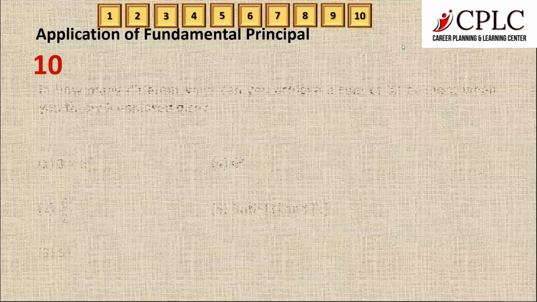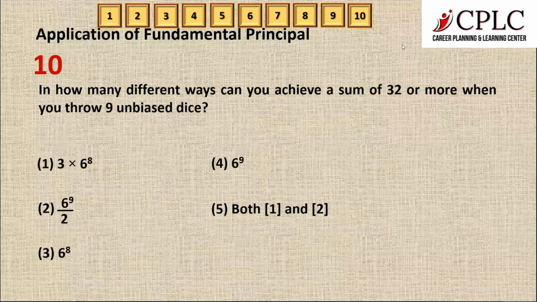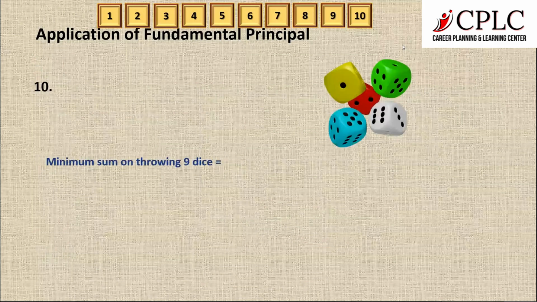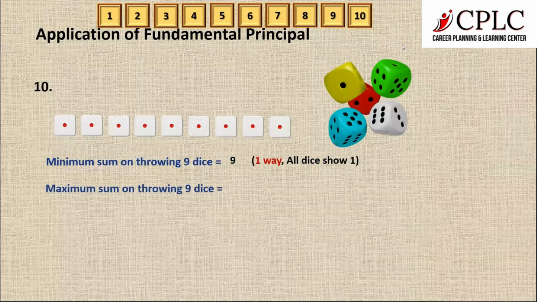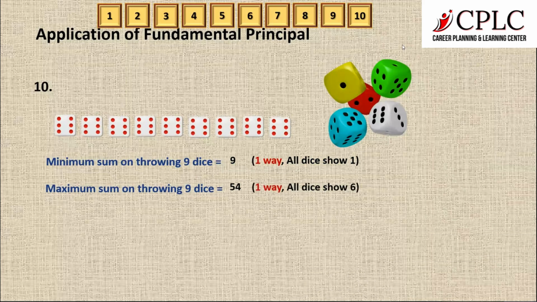Moving to the next question. In how many different ways can you achieve a sum of 32 or more when you throw 9 unbiased dice? So over here, minimum sum on throwing 9 dice could be 9. That is, I'll get 1 on all. Maximum sum would be 54. I'll get 6 on all.